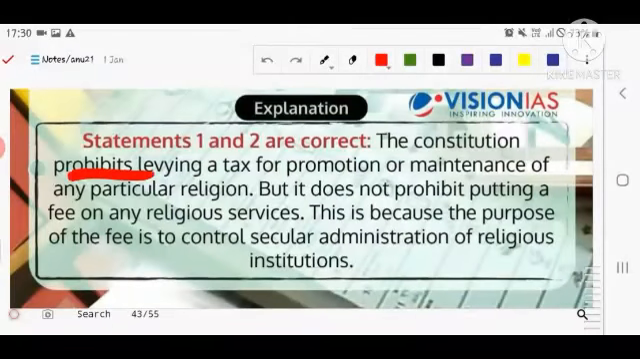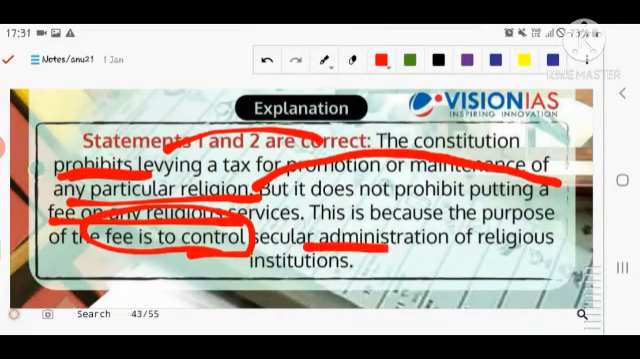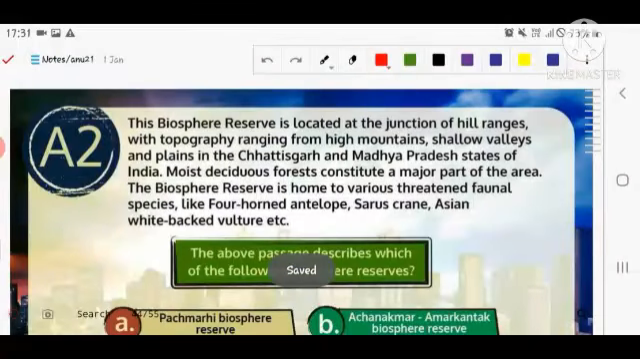The Constitution prohibits levying a tax for promotion or maintenance of any particular religion, but it does not prohibit putting a fee on any religious services. This is because the purpose of the fee is to control the secular administration of a religious institution. That is the reason the state can impose a fee, so that maintenance can be ensured in the long run and be sustainable. Otherwise, the whole temple administration would crumble.